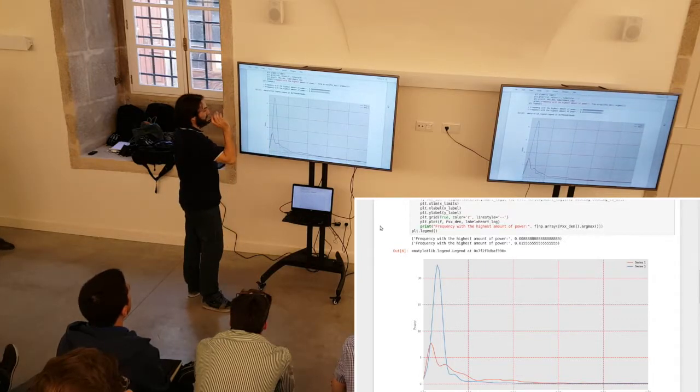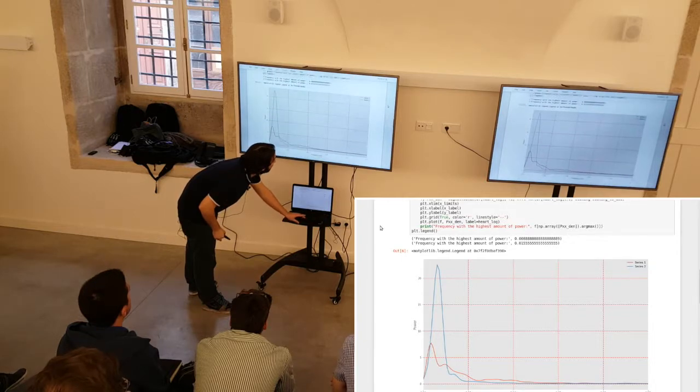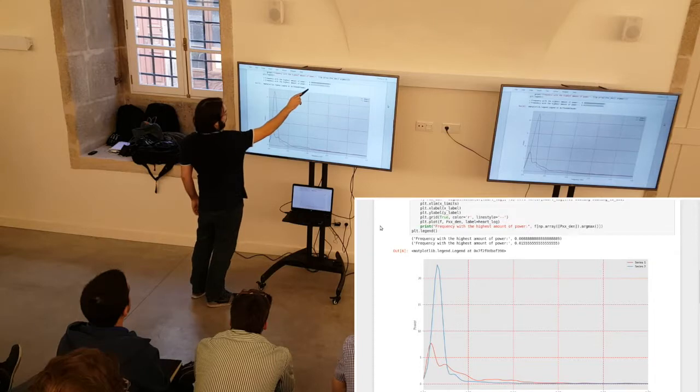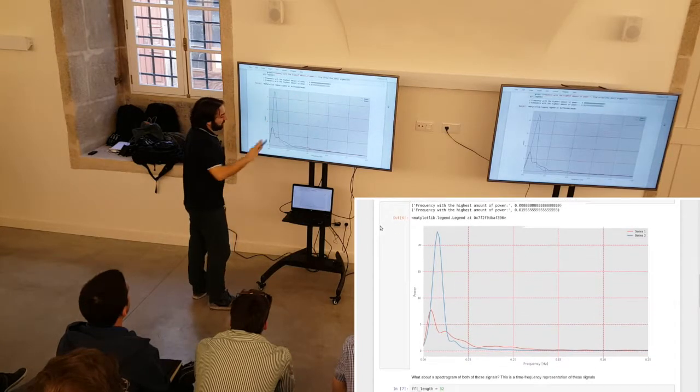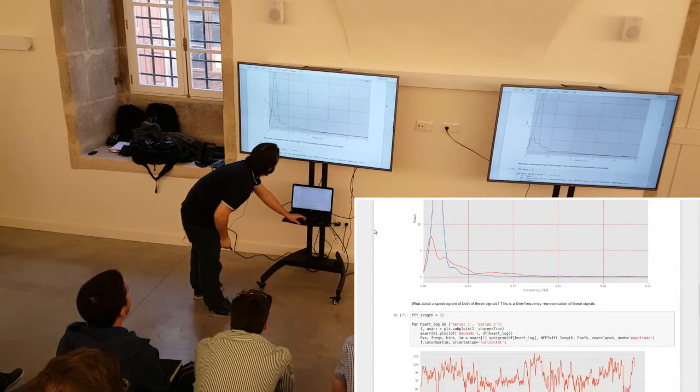The thing you can notice between those signals is that for the first one, the frequency content is more spread out over the frequencies. The blue one is more focused on this particular area, this peak, which peaks around 0.015 Hertz, something like that. Okay, so let's see another type of representation.